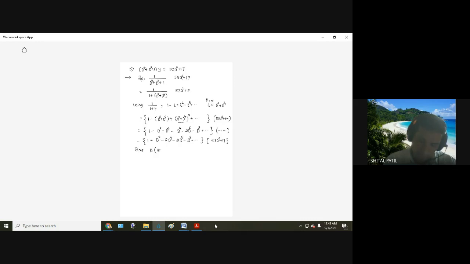Since D of 53x square plus 17, what is it? 106x. Then 106. Okay, so what is the conclusion? Considering terms up to D square only.